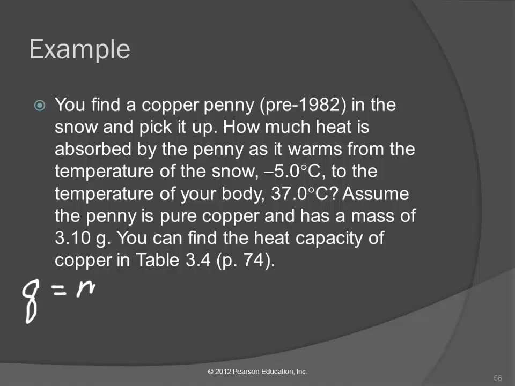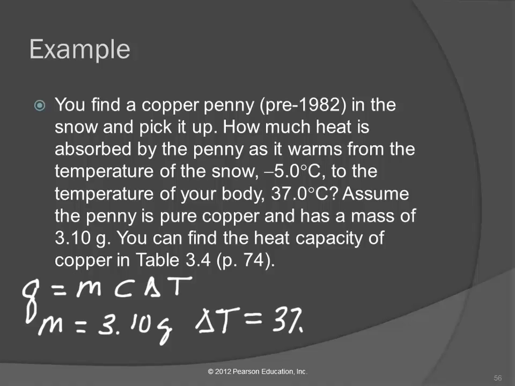Q equals mc delta T, just in case you didn't get it all the first time. M is 3.10 grams. Delta T is the final minus the initial, 37.0 minus negative 5, you gotta be careful with those negatives, equals 42 degrees Celsius.